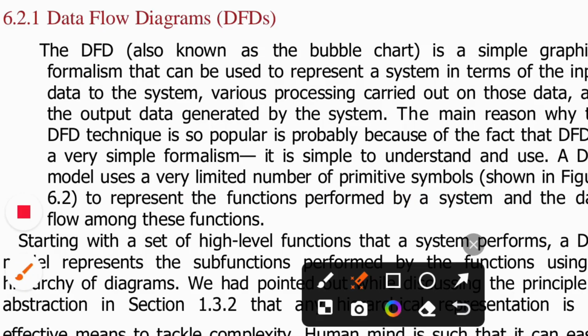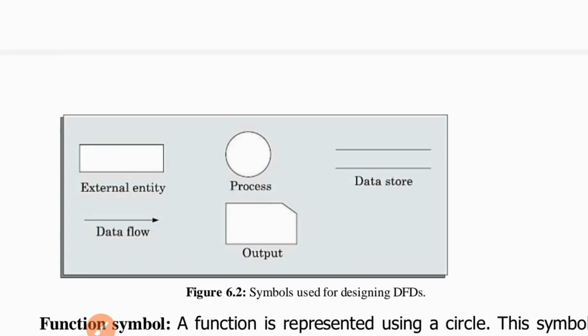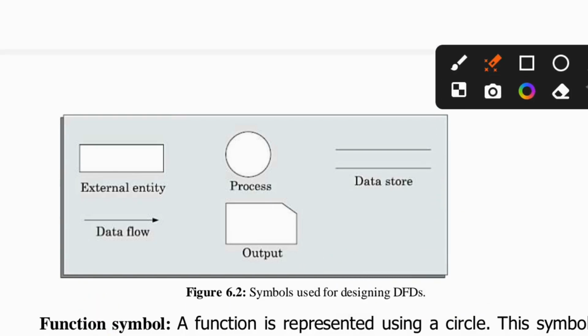So here is the figure showing the symbols used for designing a DFD. It has an external entity and a process. The external entity is the input data. Data flow is shown by the arrows. Process takes input data and produces the output. And then data storage, which is a storage location.